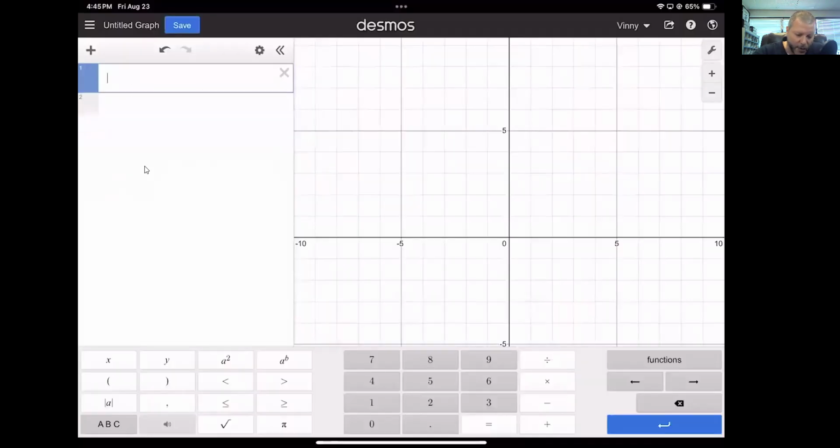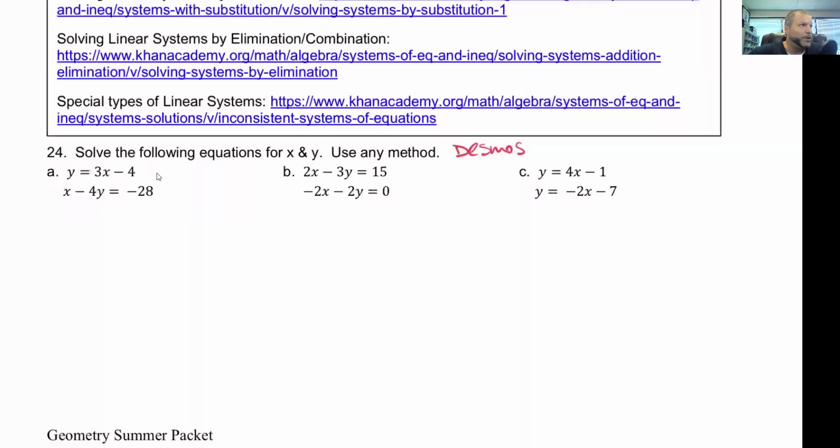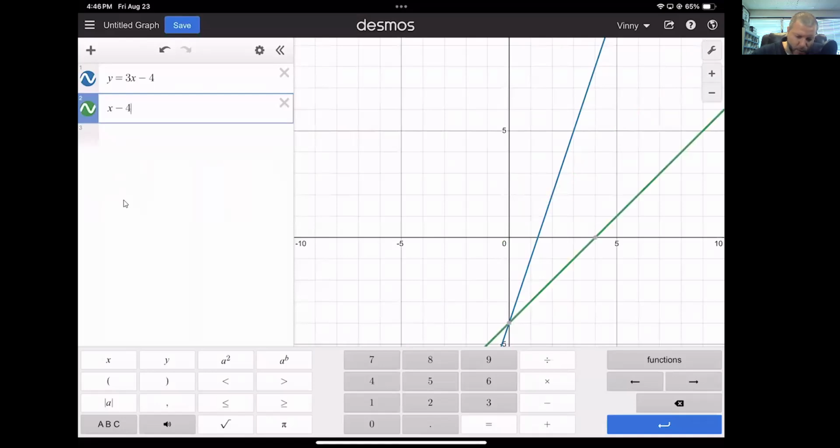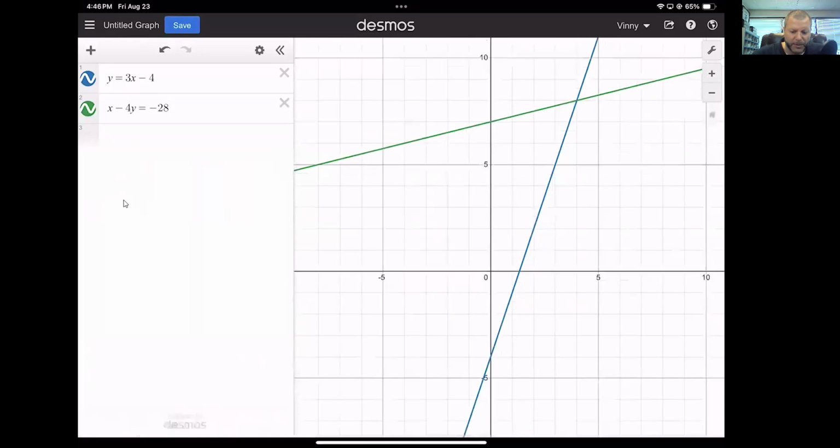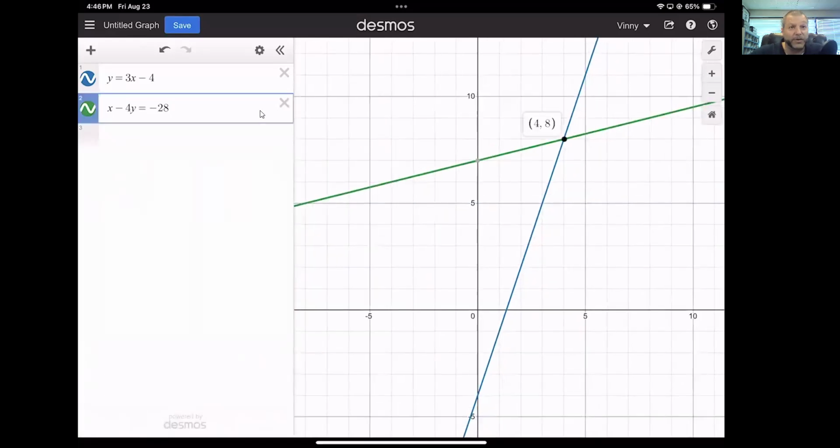Right, so we could say y equals 3x minus 4. That was one of our equations. And we can also say x minus 4y is negative 28. So x minus 4y equals negative 28. So the solution is going to be where those two lines intersect each other if they intersect at all. So the x coordinate is 4, the y coordinate is going to be 8.